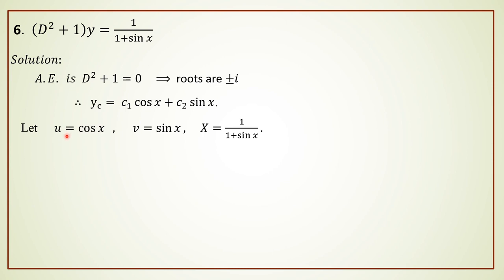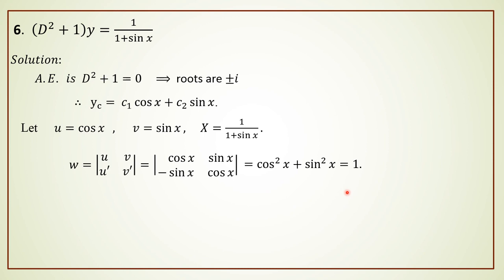Therefore u is cos x and v is sin x, and capital X over here is 1 by 1 plus sin x. So let me compute the Wronskian in order to find the particular integral. The Wronskian is equal to the determinant of u, v, u dash, v dash. u over here is cos x, v is sin x. Differentiation of cos x is minus sin x and the derivative of sin x is cos x. So just evaluate the determinant over here so that the Wronskian of u and v is 1.